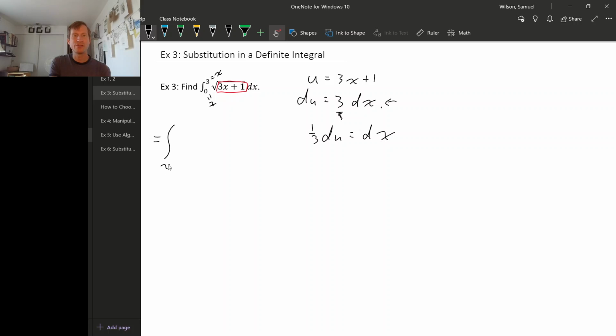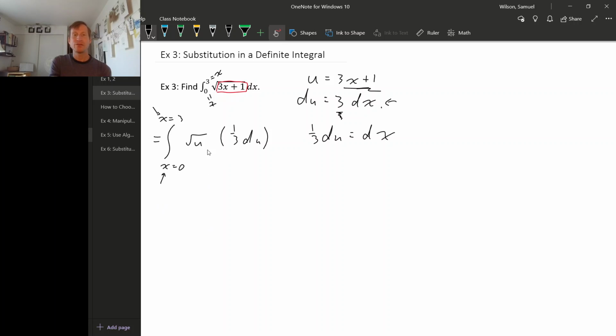So our integral is from x equals 0 to x equals 3. Usually when we write our bounds, we don't write what variable the bounds are a value for. But since we have u's and x's flying around, just for now I'm going to be explicit that these bounds are x bounds. Okay, so square root of 3x plus 1. 3x plus 1 is u, so this is square root of u. And then dx is 1/3 du.